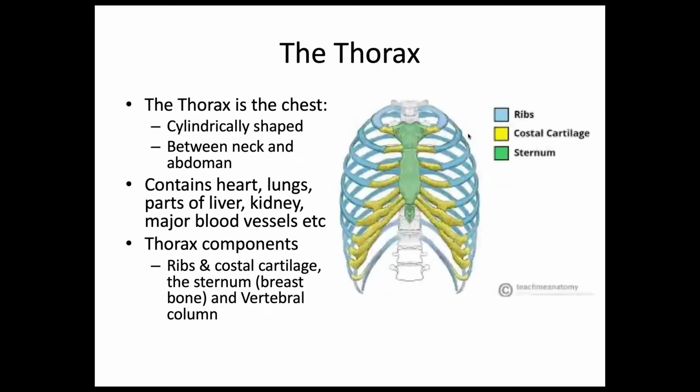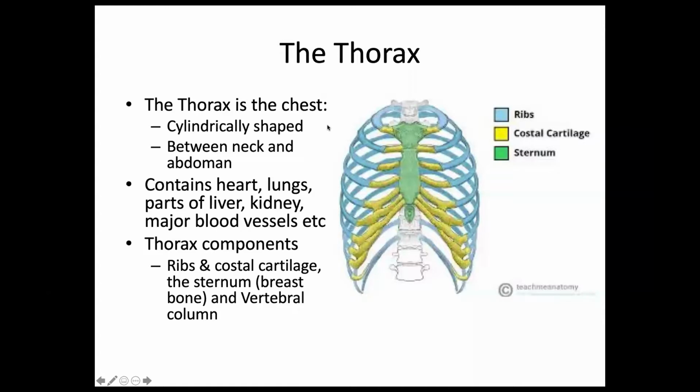So what is a thorax? The thorax is the medical term for the chest. It is made up, I've got 3 constituents. Actually, it's made up of 4 constituents. You have the sternum, which is known as the breastbone. You have the costal cartilages. You have the ribs. And behind here, we have the vertebral column.